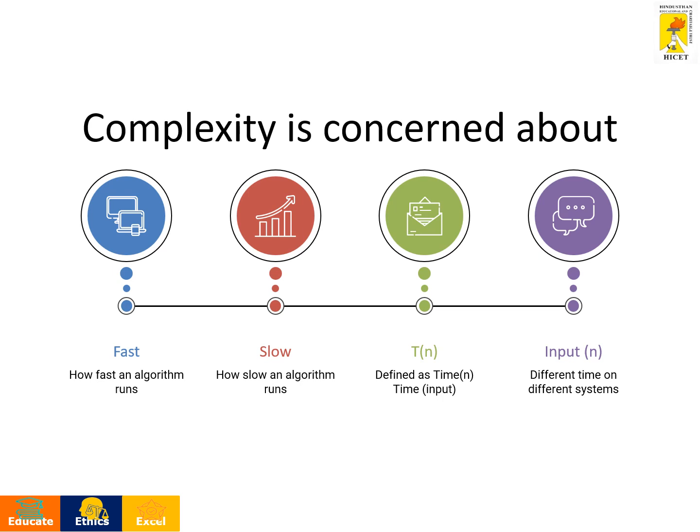Complexity is concerned about all these, such as how fast an algorithm runs or how slow an algorithm runs. And as discussed earlier in the previous slide, the time taken has been represented as T of n, and n is actually the input size. And depending on the different input size, different time has been taken by different systems.